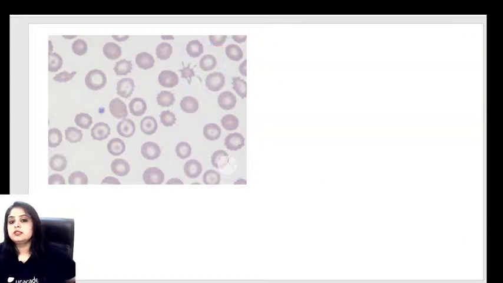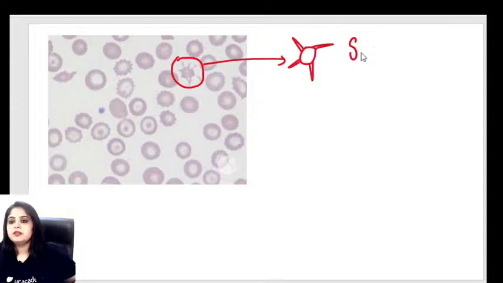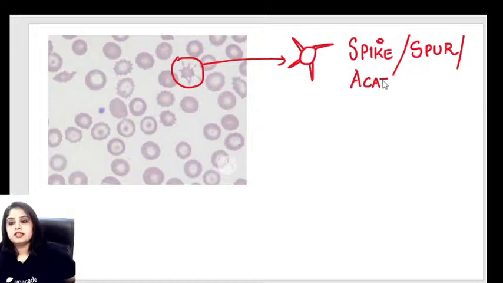Now I come to the third and last cell of this smear that you had to know, which looks as if it has spikes on it. Spike means, if I want to call it a spiky cell, S for S, I also call it a spur cell. Spiky cell or spur cell or acanthocyte is what we need to know over here. They all mean the same. All of them mean that there are spikes on the surface.